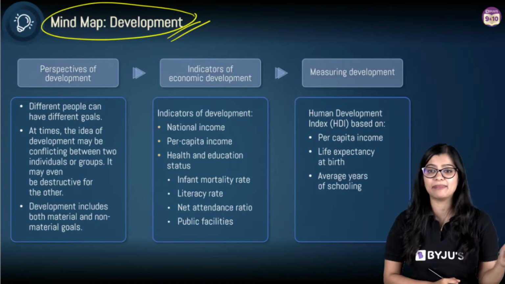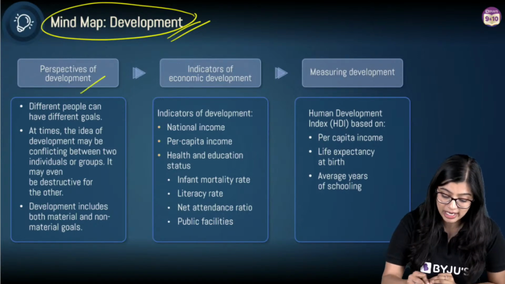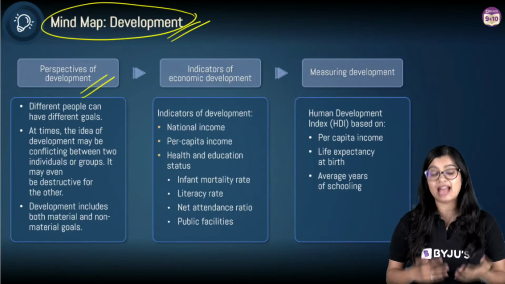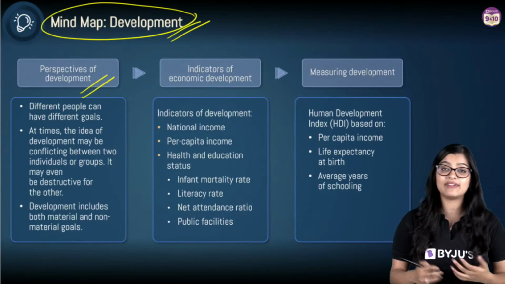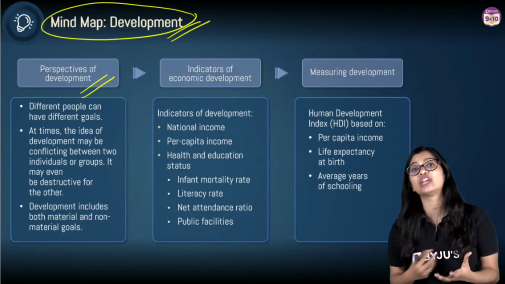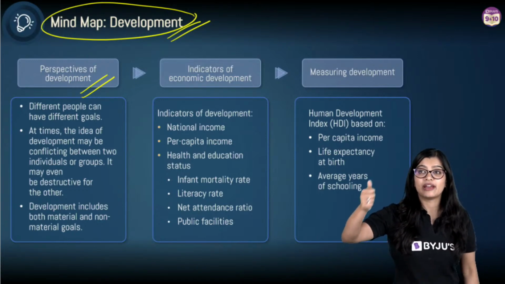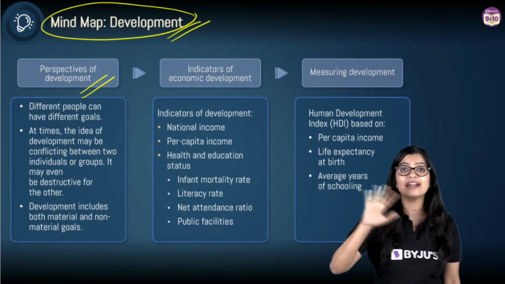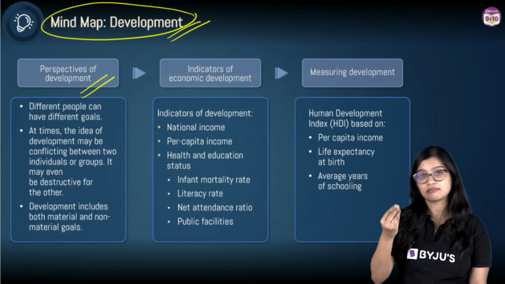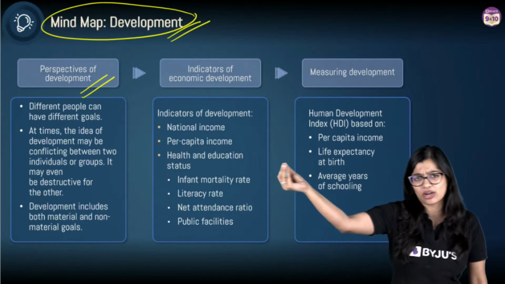Now, in the development chapter, we learned 3 broad things. We learned about what is development and what are the perspectives of development. So, we know that development is when we have achieved a goal, or when there is a particular target and we have achieved that. That is what we understand as development or growth or progress.